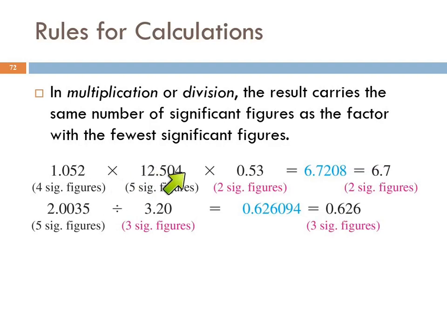12.504. All of those are significant. This one has 5. 0.53. Leading 0 doesn't count. This one has 2 sig figs. So that's kind of the hard part.